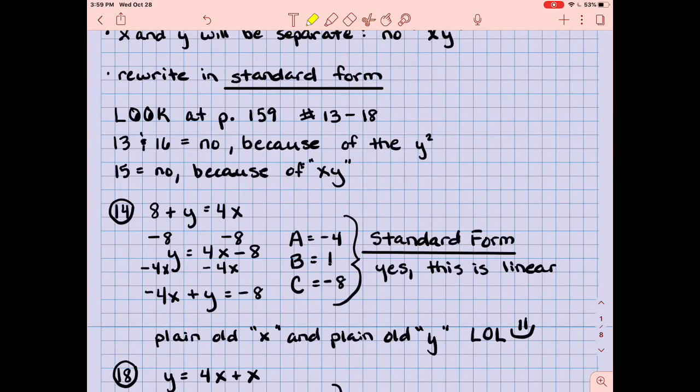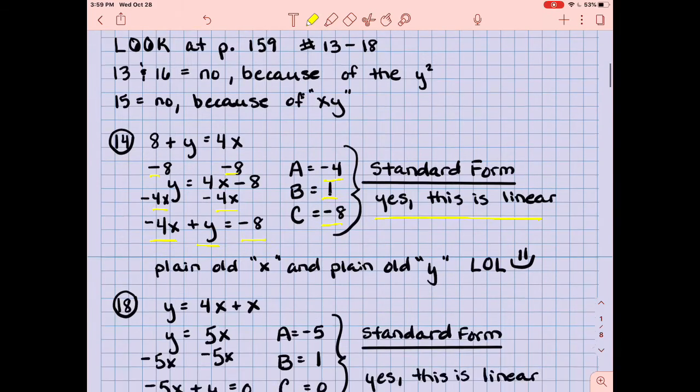And I'm going to rearrange this. I'm just going to do some algebra here. I'm subtracting 8, and then I'm subtracting 4x. And I end up with this: negative 4x plus y equals negative 8. So a is negative 4, b is 1, and c is negative 8. So yes, this is linear. This is in standard form. Plain old x and plain old y.